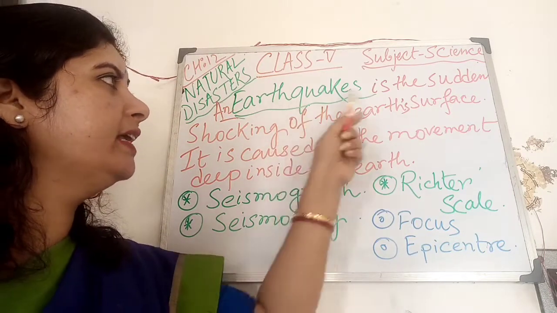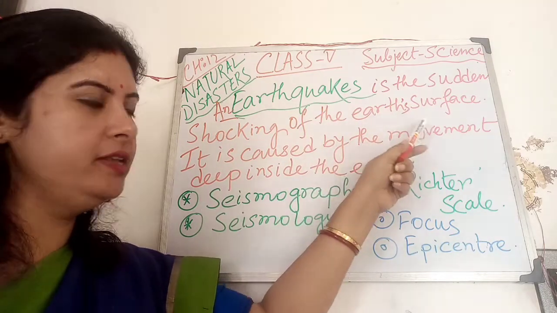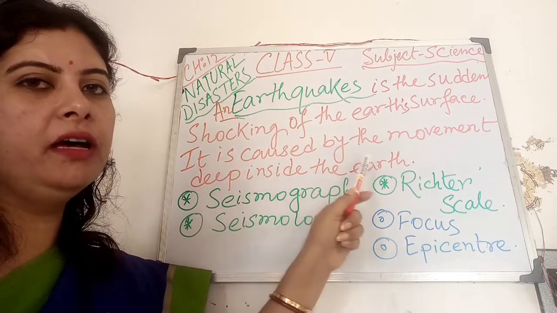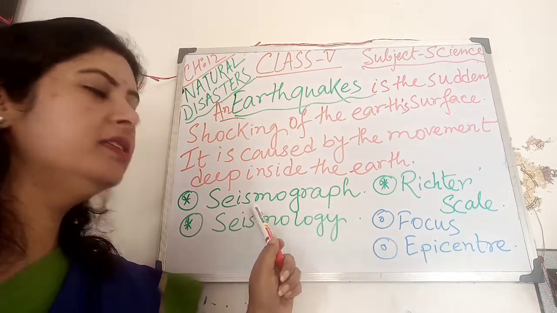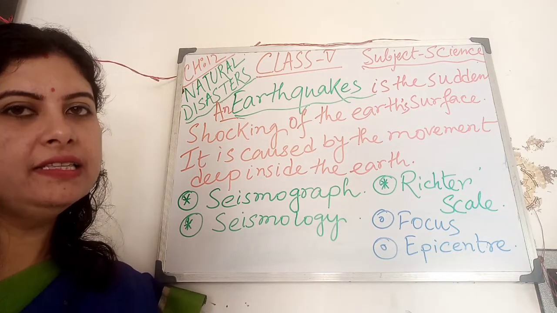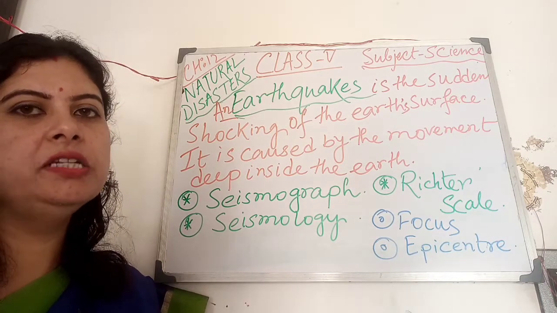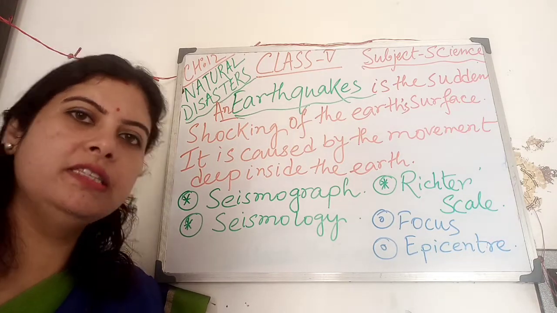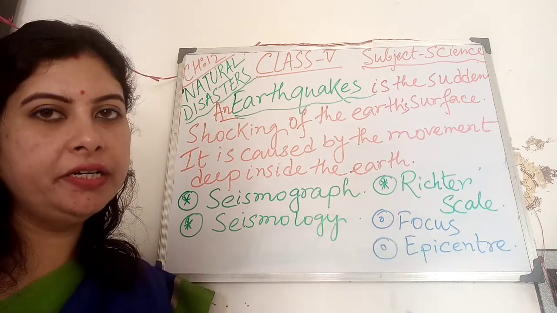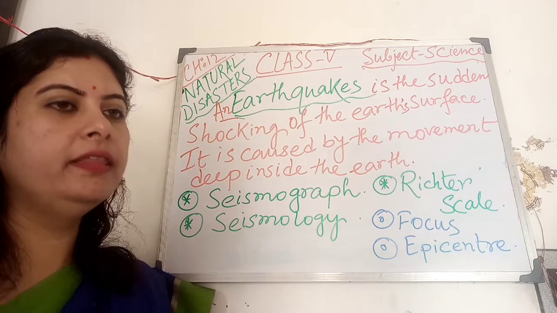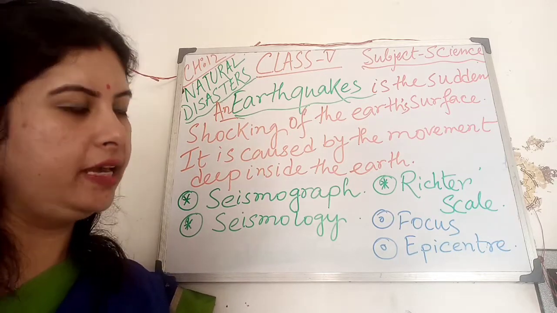An earthquake is the sudden shaking of the earth's surface. It is caused by movement deep inside the earth. What is a seismograph? The intensity and duration of an earthquake are recorded by an instrument called a seismograph. What is the Richter scale? It measures the intensity or the force of the earthquake.